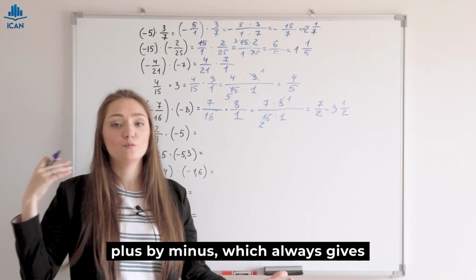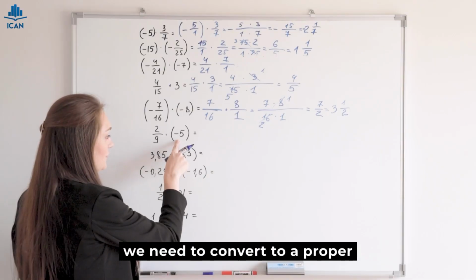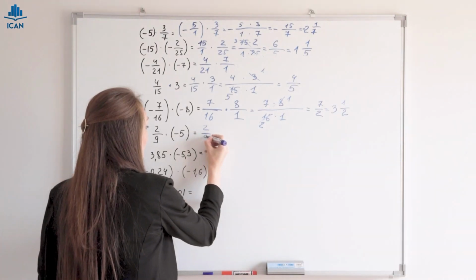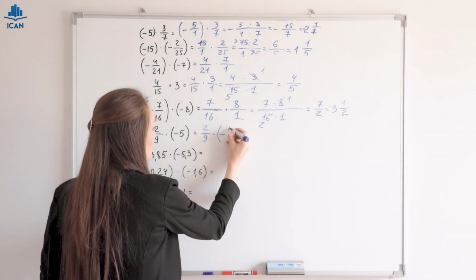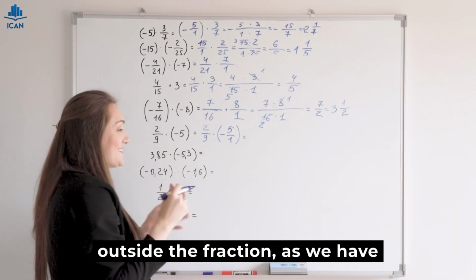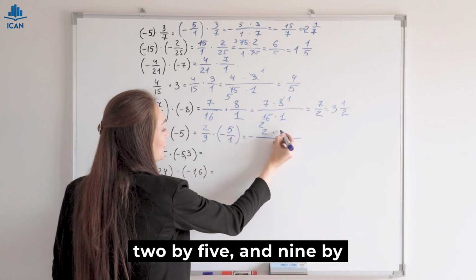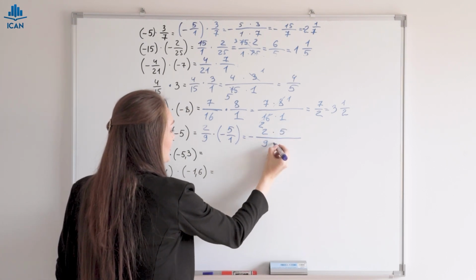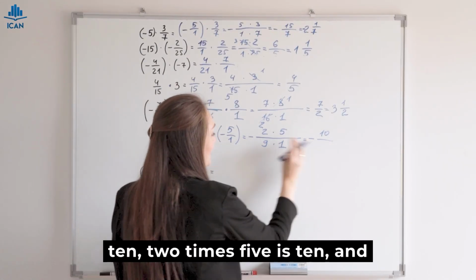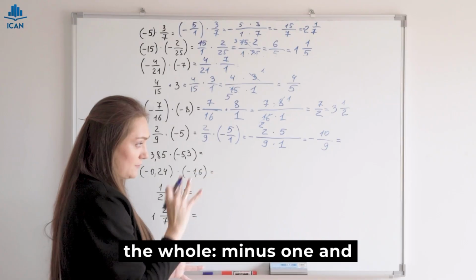Now we're multiplying plus by minus, which always gives us a minus. Let's not write the minus yet. We need to convert to a proper fraction first. Multiply ninths by -5. All right. Now we can move the minus outside the fraction as we have a common denominator. Multiply 2 by 5 and 9 by 1. Good. So we get -10, 2 times 5 is 10, and 9 times 1 is 9. Let's separate the whole -1 and 1/9.